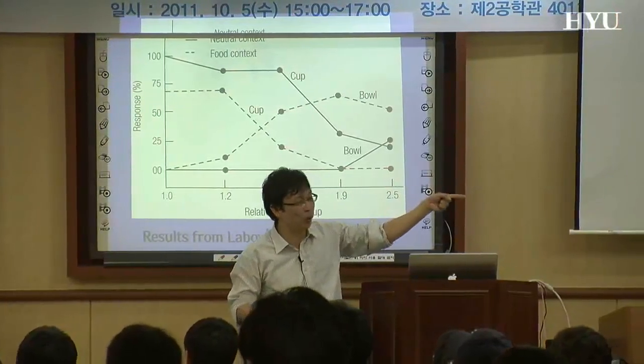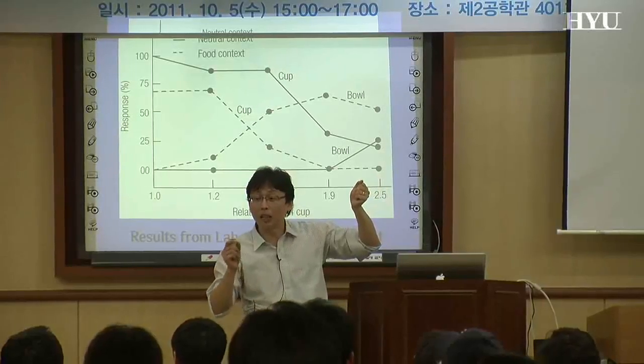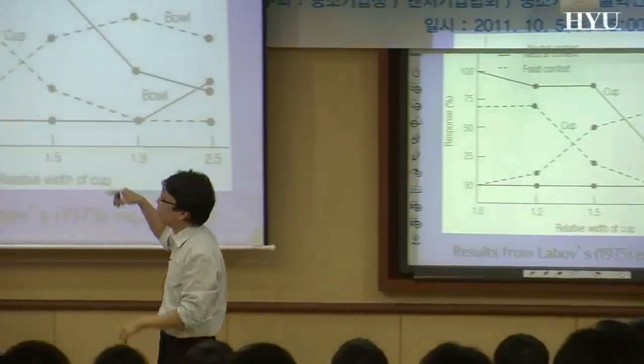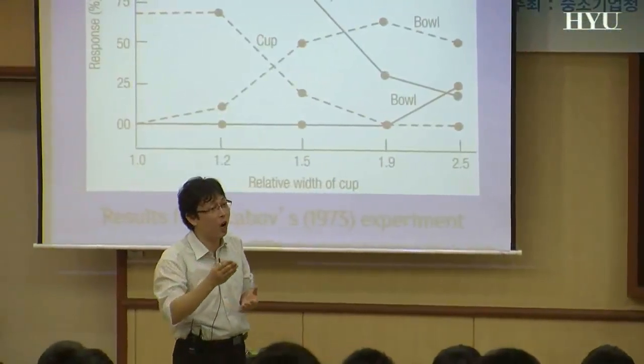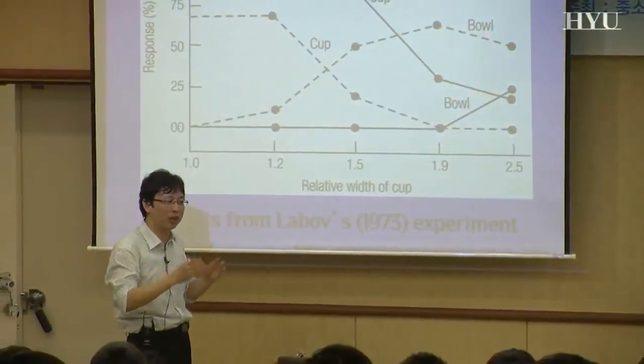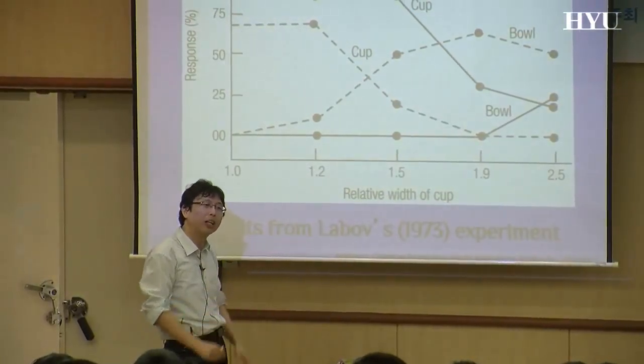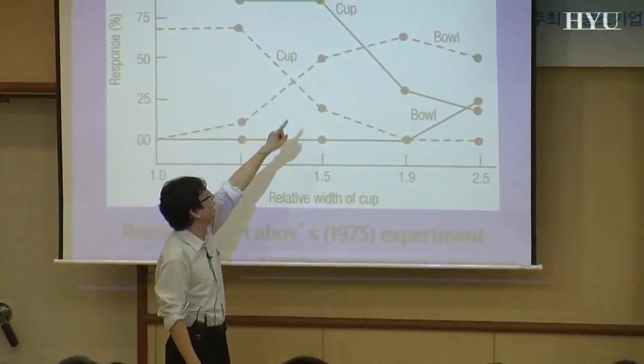Of course, handle is the most important slot, but another slot we can retrieve from this experiment was cup. If you want to say that that is a cup, we need to see the relative width of the cup, whether that is round or a little bit oval type. Okay, that is what we say.